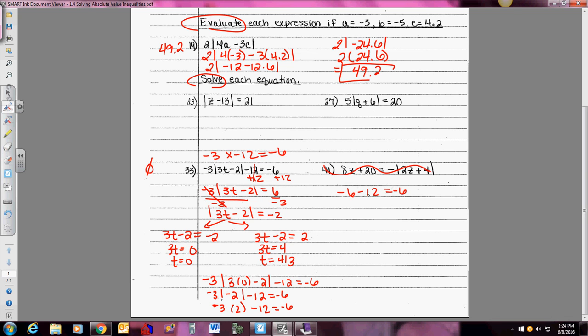Well, what is negative 6 minus 12? Negative 18 equals negative 6. Is that true? No, it's not. So because that's not true, that one didn't work. Now let's try the 4/3 answer. I'm not going to take the time to actually do that one with you, but if you were to plug in 4/3, you're going to end up getting that the two sides don't equal each other again. So because neither of them ended up working, it's no solution.